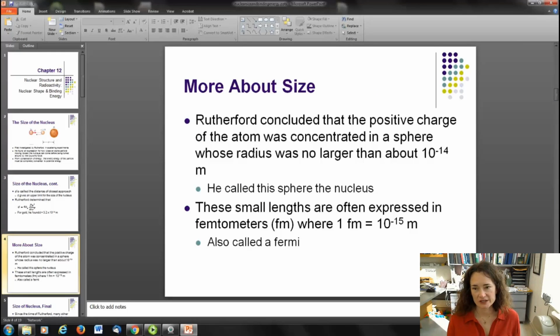So Rutherford concluded that the positive charge of the atom was concentrated in a sphere whose radius was no larger than about 10 to the minus 14 meters, and he called this sphere the nucleus. Okay? So now we have a unit which describes the size of a nucleus. We call it the Fermi, but if you stick with the kilo, micro, nano convention, then it's a femtometer. So 1 femtometer is 10 to the minus 15 meters, and it's also called a Fermi after Enrico Fermi, who did a lot of work in nuclear physics.